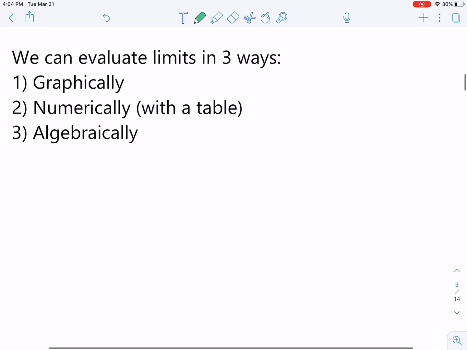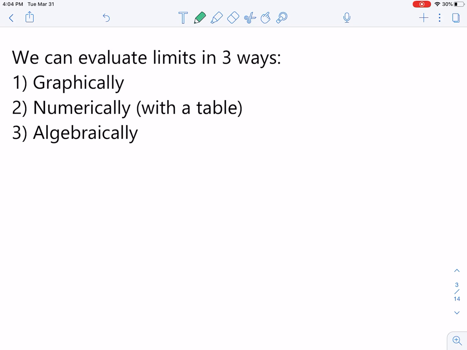You do not need to write this down, but just so you know where we're going, we can evaluate limits in three different ways. We can evaluate them graphically, which is what we're going to talk about today. You'll practice it tomorrow and Wednesday. We can evaluate them numerically, which is with a table. That's what we'll be doing towards the end of this week.